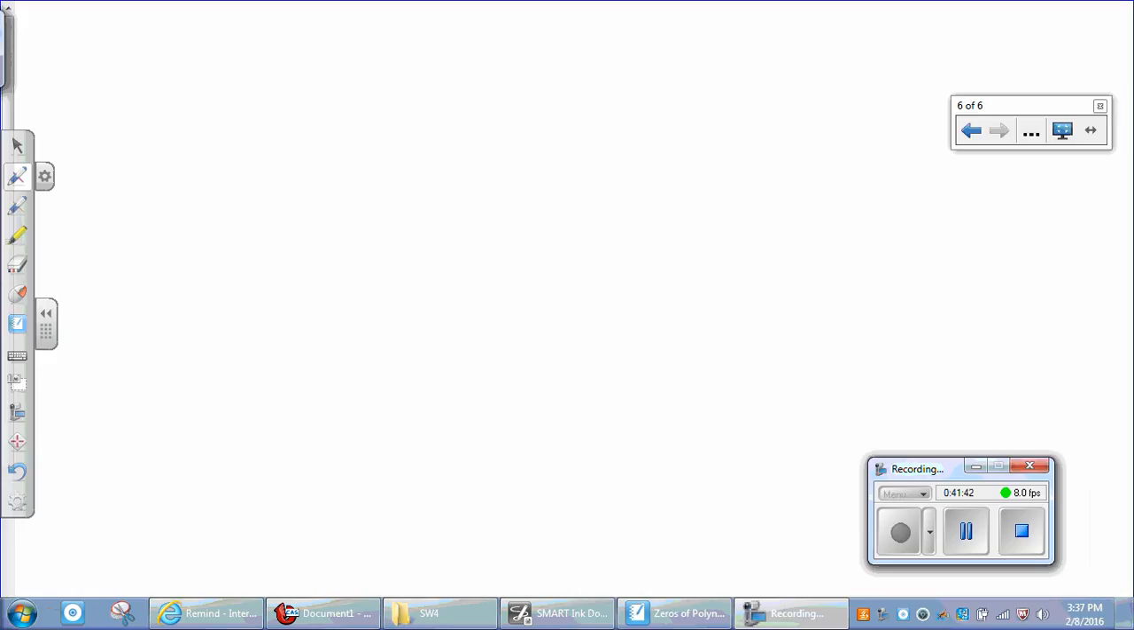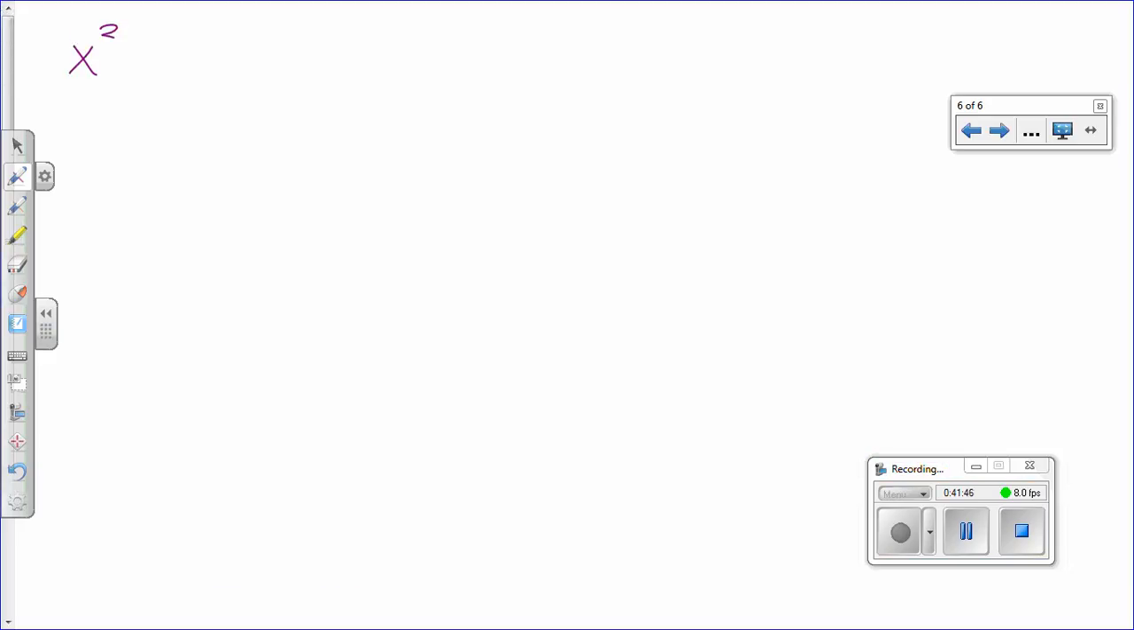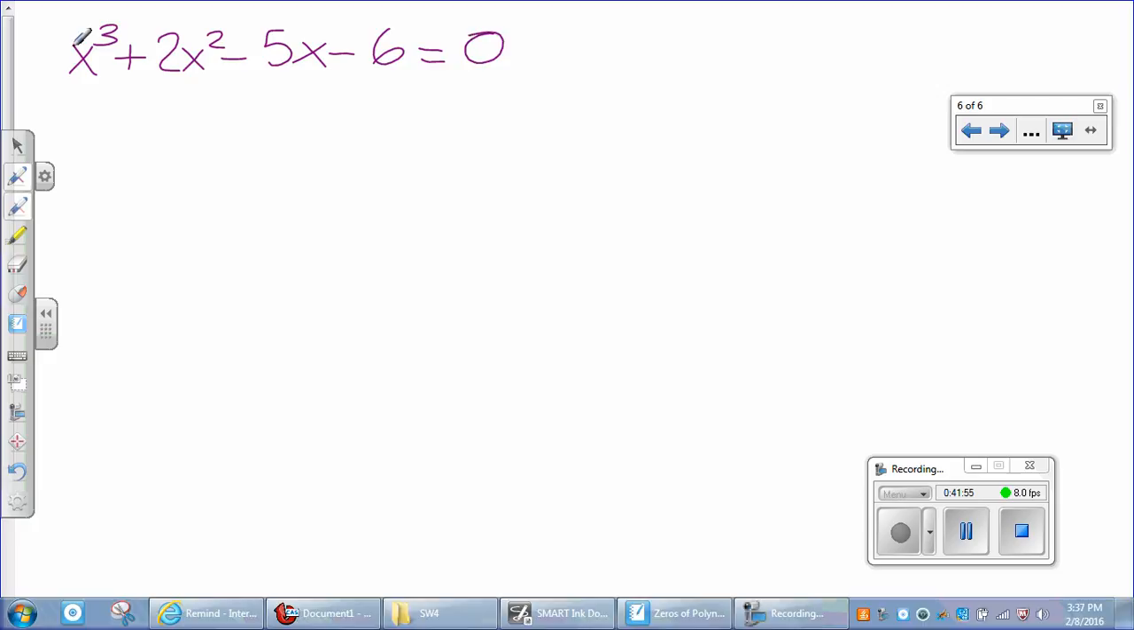Now, these 3 problems, you will have to write them on some scratch paper or notebook paper. You could just add them to your notes. And so the first polynomial I want to work with will be that one. And remember, we are using the rational zero theorem.